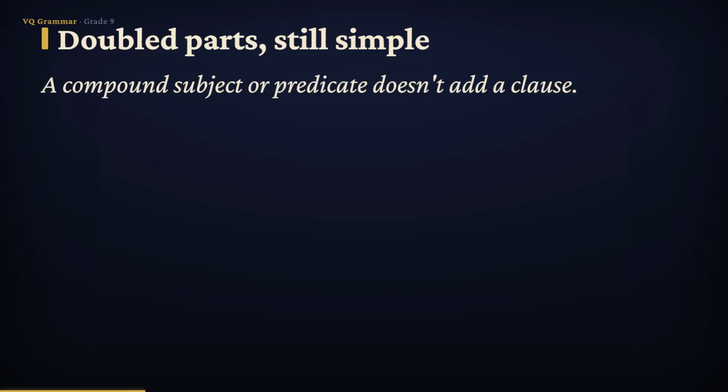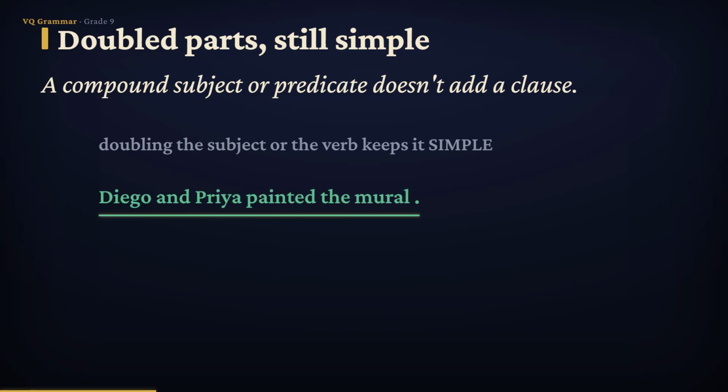Here's where people slip. A simple sentence can have doubled parts and still be simple. Watch the first one. Diego and Priya painted the mural. That has two people in the subject, a compound subject, but only one verb and one clause, so it stays simple.